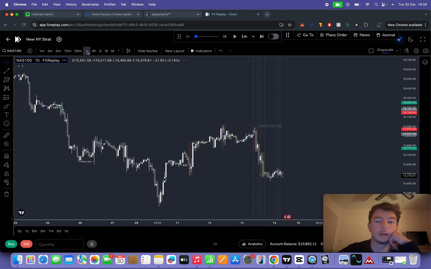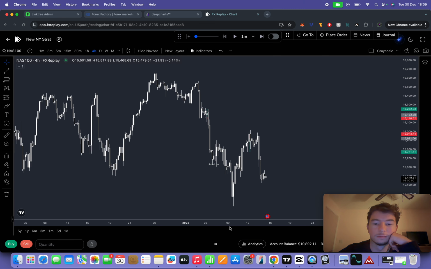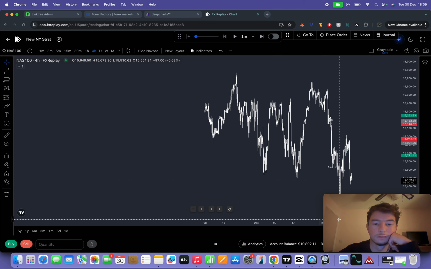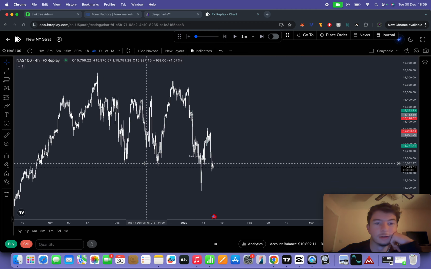So next up, what are we looking like on the hourly? On the 4 hour, looks like that. We've got that in balance, and then possibly the low there.